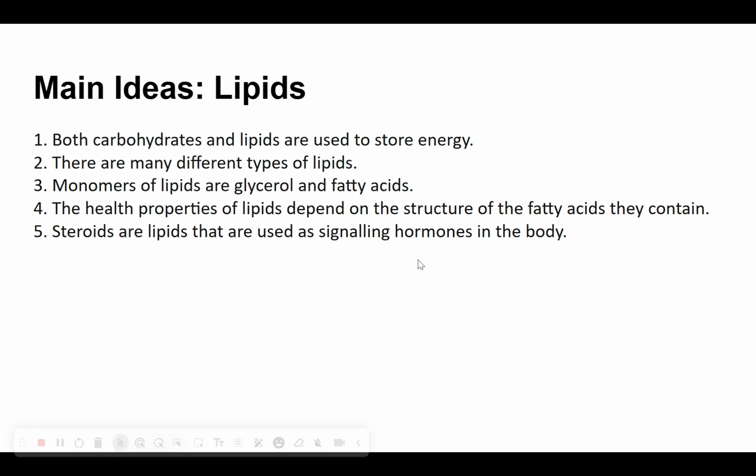Lipids, main ideas. Both carbohydrates and lipids are used to store energy. There are many different kinds of lipids, the same as there are many different kinds of carbohydrates. Monomers of lipids are glycerol and fatty acids. We'll talk about how they join together. The health properties of lipids depend on the structure of the fatty acids they contain. This is important, and we'll talk about saturated and unsaturated fatty acid chains. And steroids are lipids that are used as signaling hormones in the body.